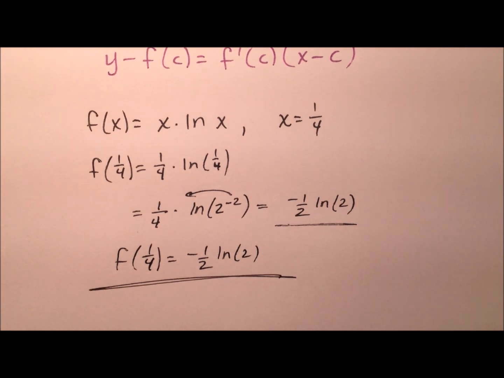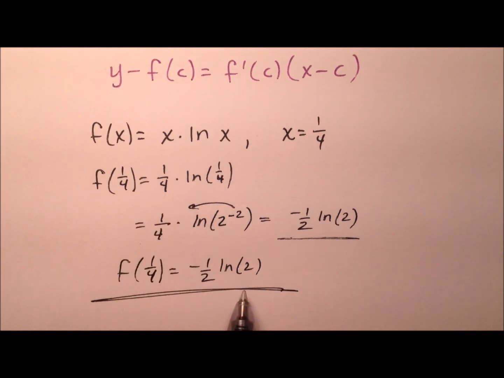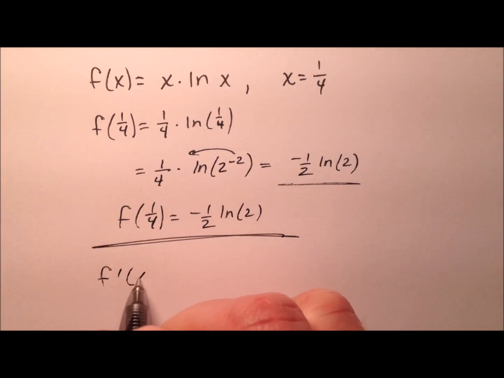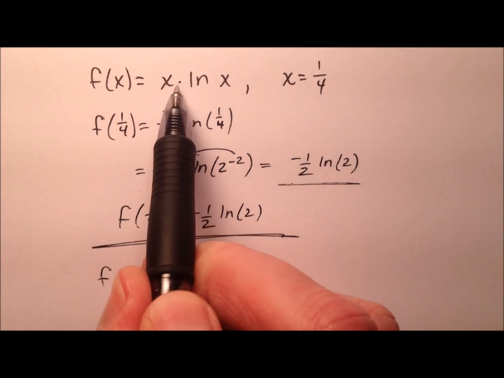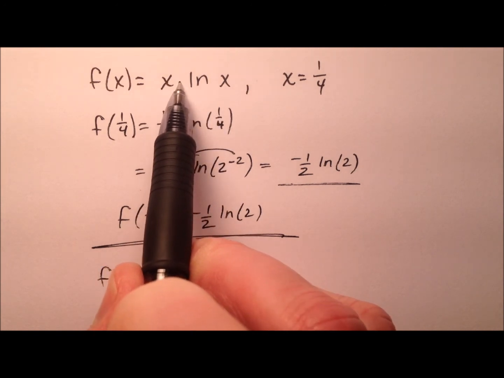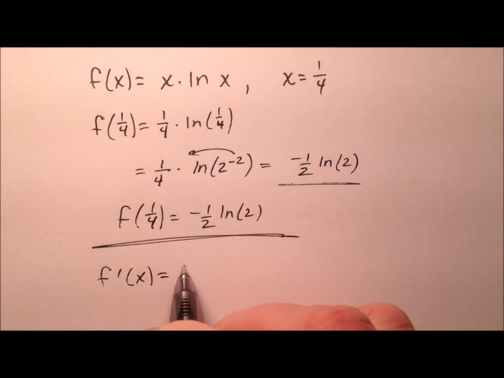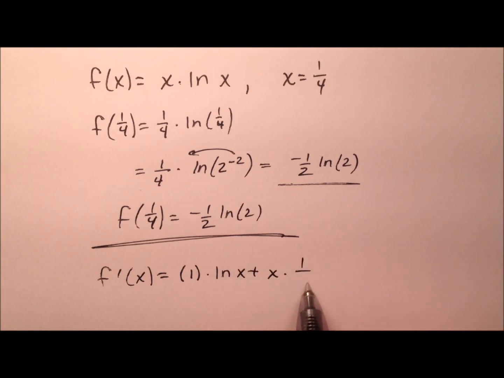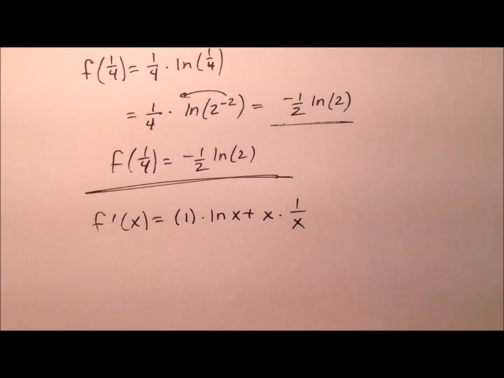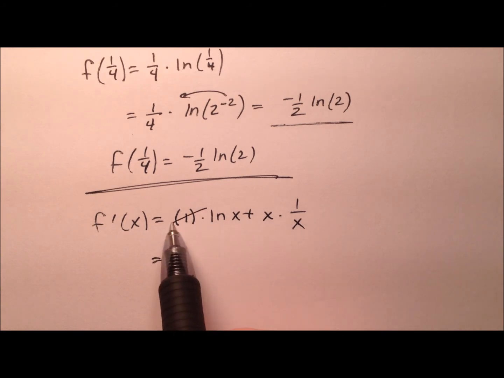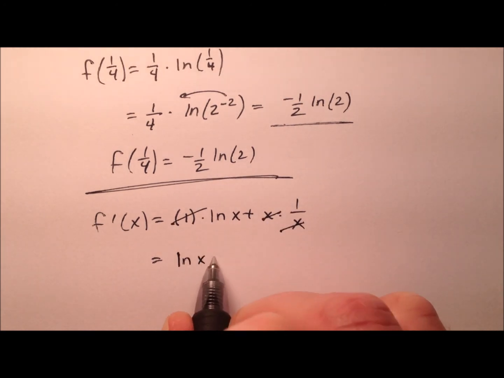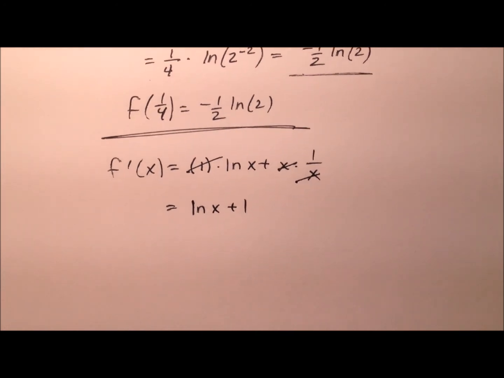So now I need to find the derivative so I can plug 1/4 into the derivative. So f prime of x equals, looks like we'll need the product rule here, so x times ln of x. So it's the derivative of the first times the second plus the first times the derivative of the second. And then let's go ahead and simplify this. And the x's cancel, so I have a 1. So it looks like the ln of x plus 1.